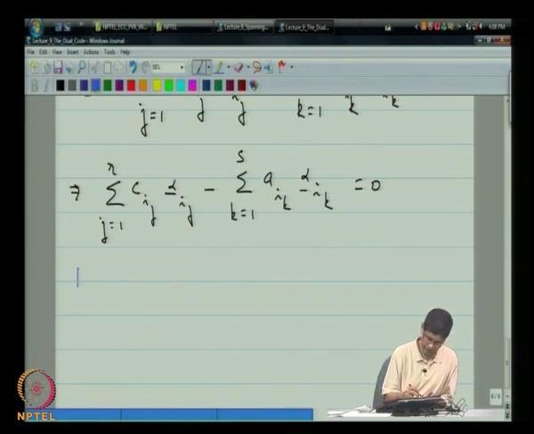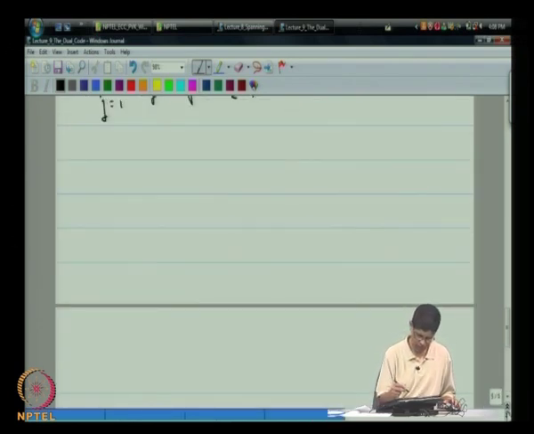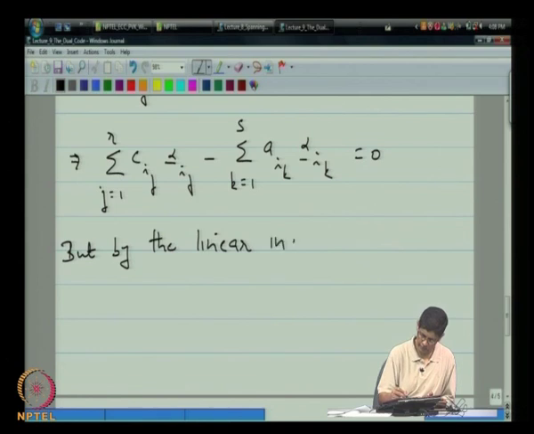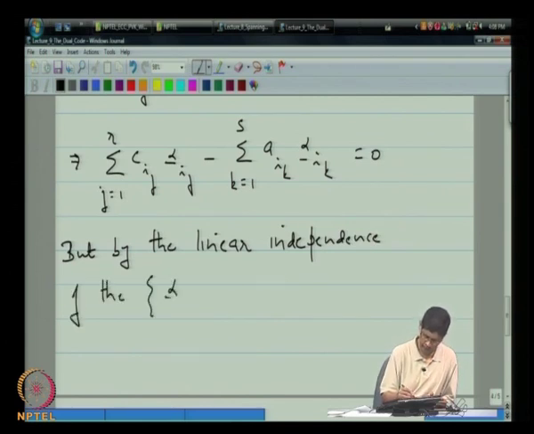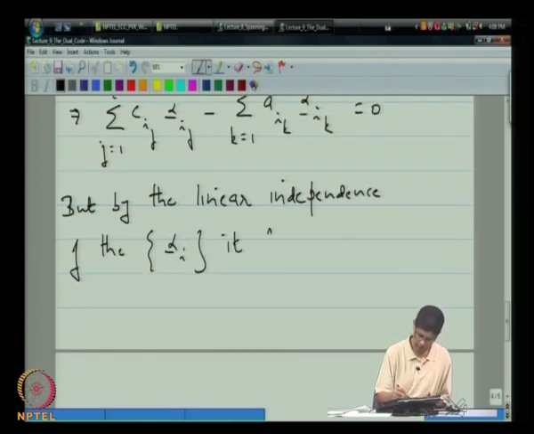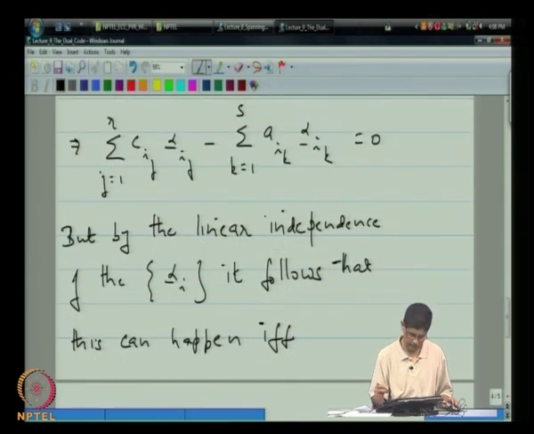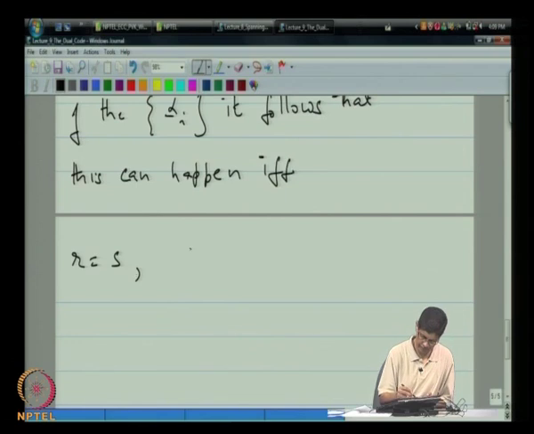But by the linear independence of the alpha I, it follows that this can happen if and only if r is equal to s, the alpha I j are the same.